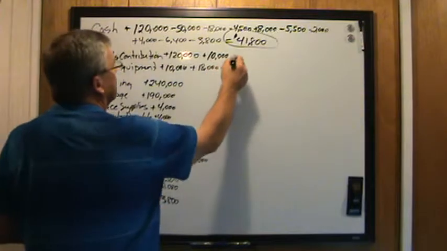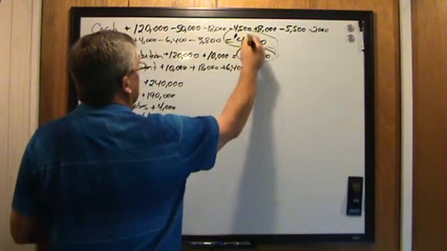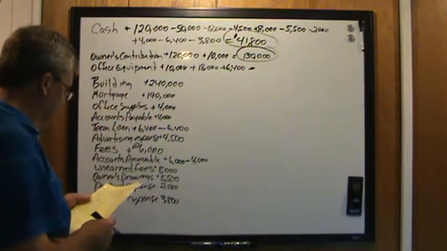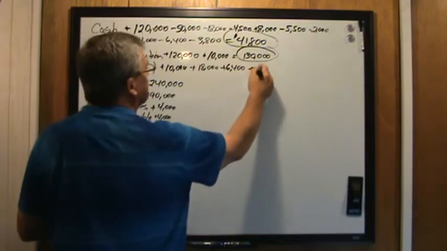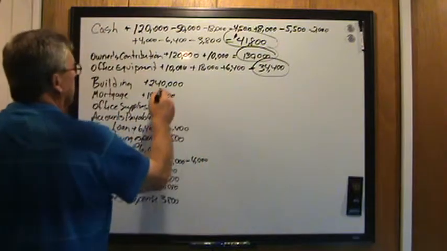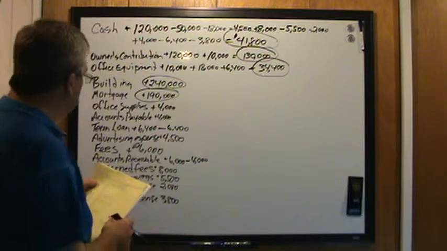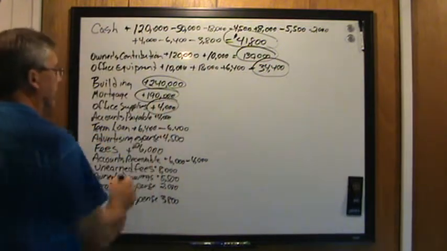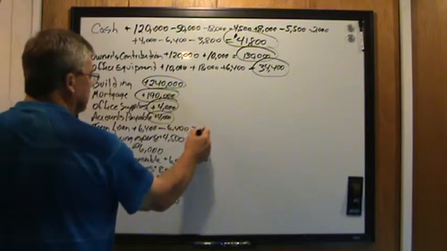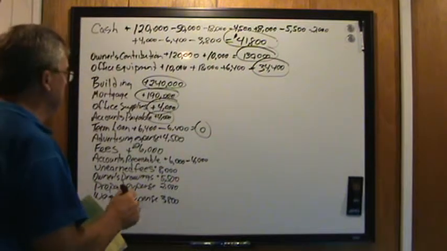Owner's contribution is $130,000. That's the number. Office equipment, we have $34,400. Buildings, this is good. Mortgage is $190,000. We didn't make any payments on it. Office supplies are $4,000. Accounts payable, term loan is 0. So we don't even need to include that in our discussion of the balance sheet.